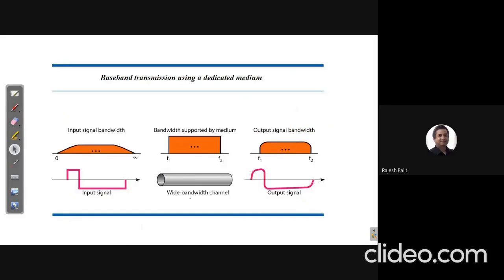Now for the non-periodic digital signal, if the bandwidth is very, very high, a wide bandwidth channel, the output signal is like this, because the input signal bandwidth is, you see, 0 to infinity, very high. So if you have a very high bandwidth communication medium, you can get the signal very much close to it.